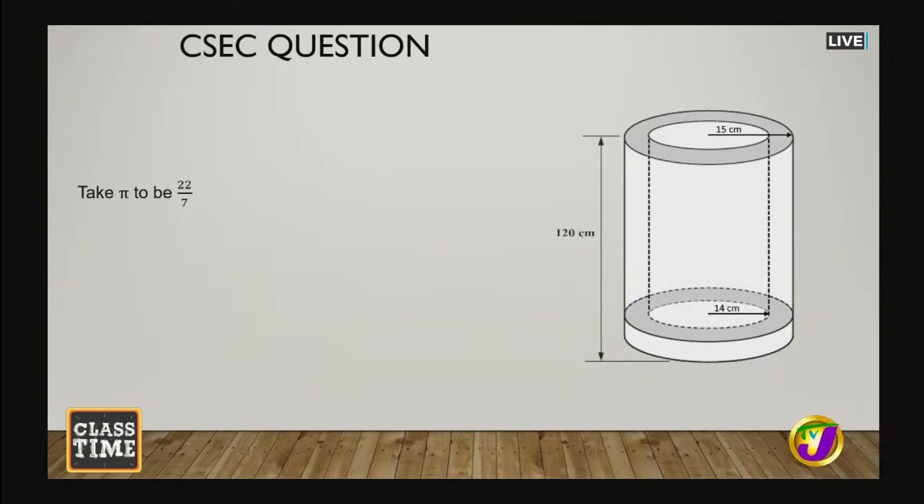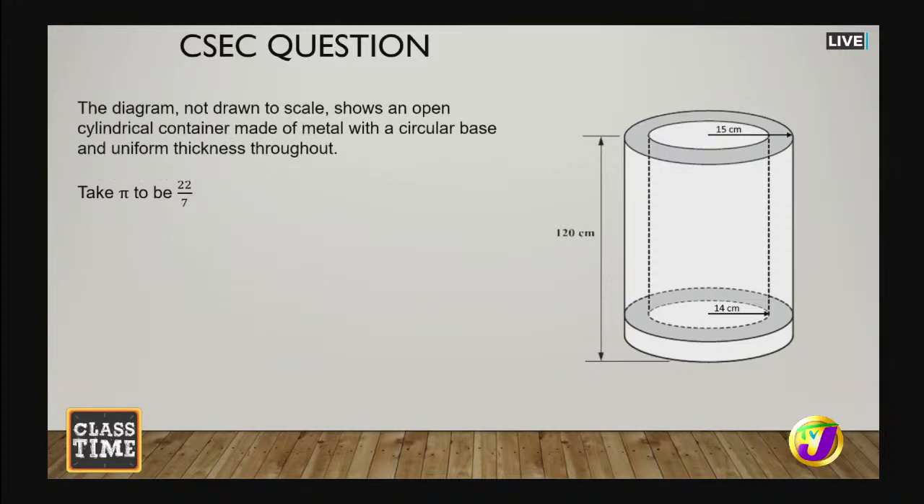The diagram, not drawn to scale, shows an open cylindrical container made of metal with a circular base, and it has a uniform thickness throughout. And they're asking us to use pi as 22 divided by 7. We're asked to determine the volume of the metal that is used to make the container.